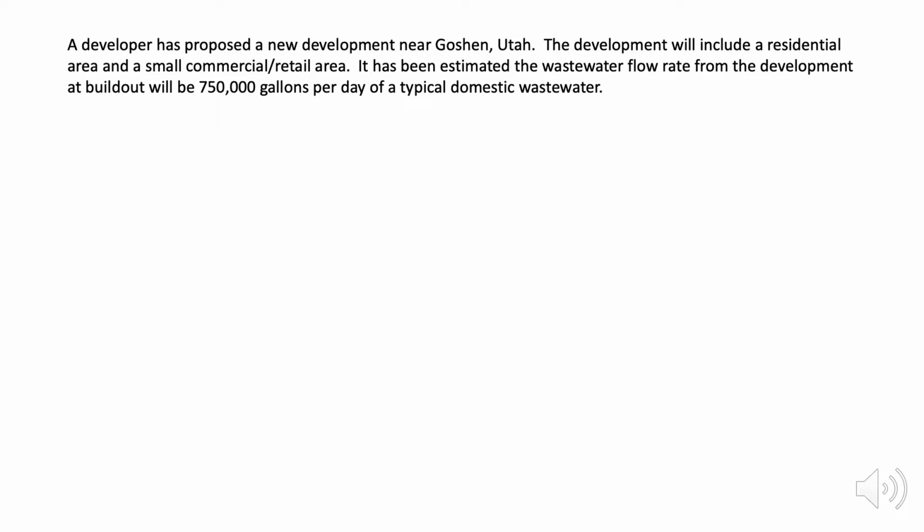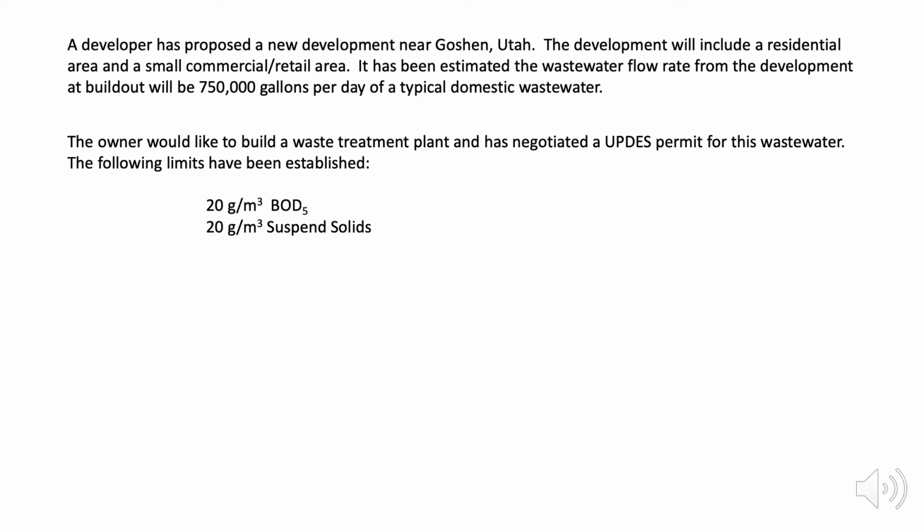After the area was planned, the developer estimated that the wastewater flow rate from the development when it was built out would be about 750,000 gallons a day of wastewater, and that wastewater would be just a typical domestic type wastewater. So the owner decided that what they would need to do was to build a wastewater treatment plant to take care of all this wastewater because there's no treatment facility anywhere near there. And they would discharge to a stream that goes from the Goshen area down up into Utah Lake.